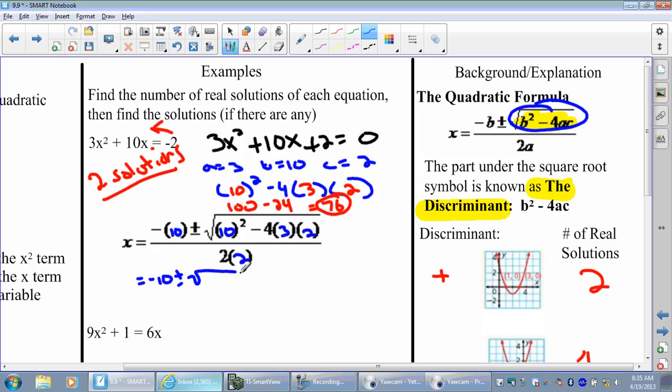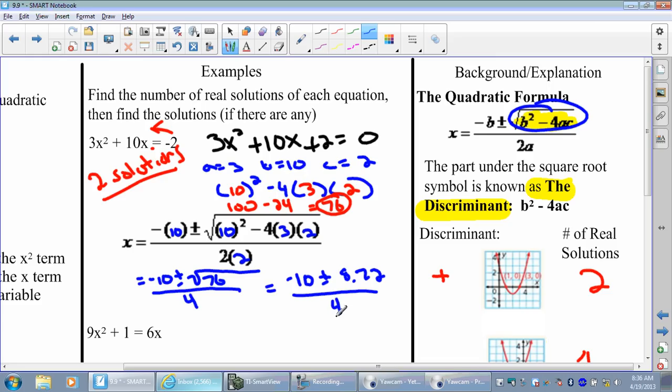Now we already figured this part out once. We already figured that this number was 76. And we're going to divide that whole thing by 4. Now, what does that give us? Well, right now I just want you to estimate the value of the square root of 76. If you were to do that on your calculator, we would be getting negative 10 plus or minus approximately 8.72. We're going to divide that whole thing by 4.